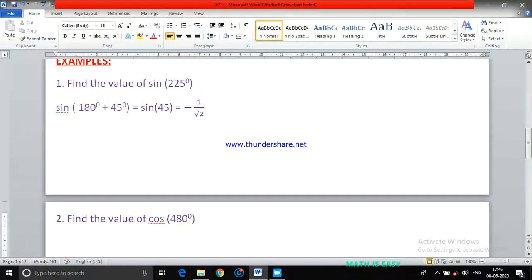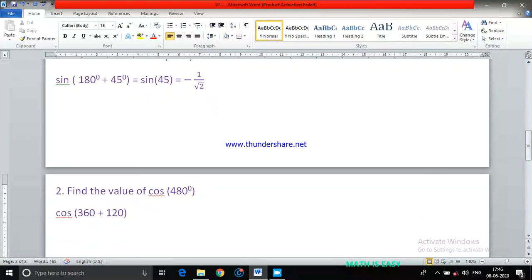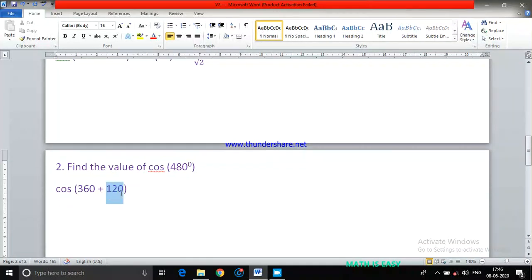How do you write it? For example, if I write cos of 360 degrees plus 120, I cannot write that because 120 is more than 90 degrees. Whatever angle you mention here has to be less than or equal to 90 degrees. 120 is 90 plus 30, so that 90 you can add here: 360 plus 90 is 450.